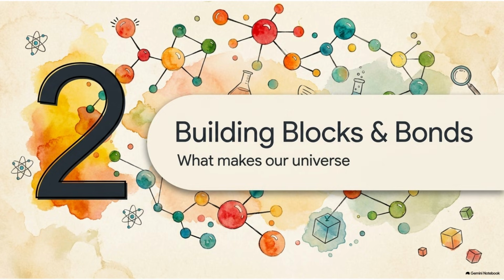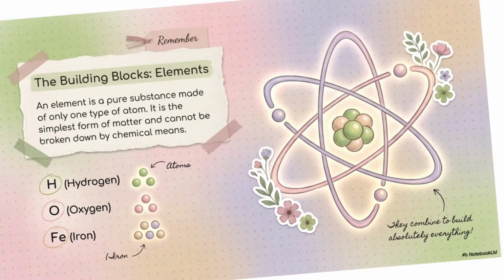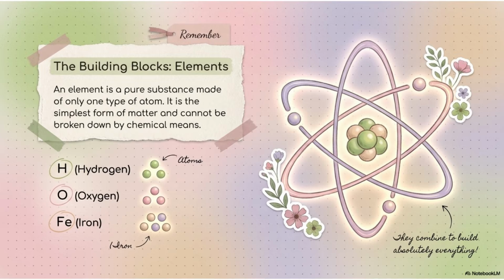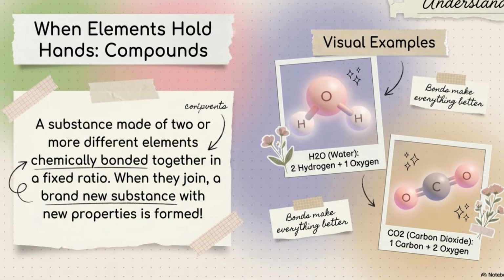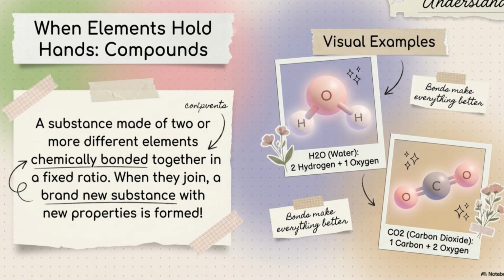All right, Chapter 2, Building Blocks and Bonds. Let's zoom all the way in to see exactly what makes up our universe. At the absolute simplest level, we've got elements. An element is a pure substance made of only one type of atom. Think of it as the end of the line. You just can't break it down any further by chemical means. These are essentially the ultimate cosmic building blocks. Things like hydrogen, oxygen, iron. Pure, simple, and fundamental.